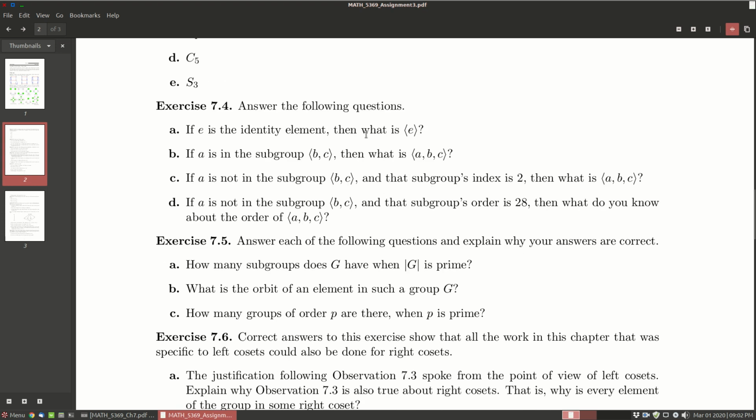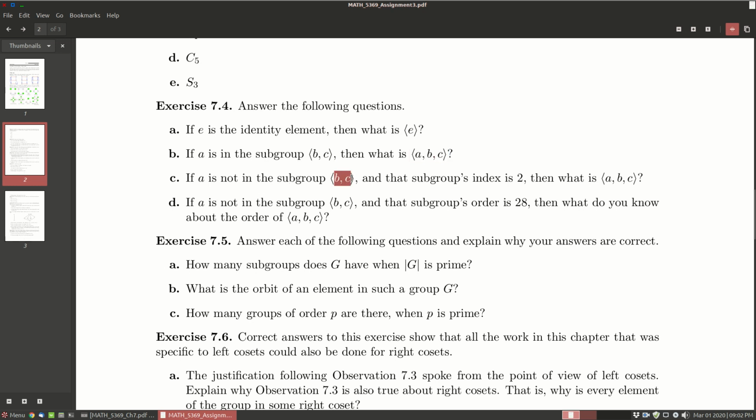7.4. Some of you have asked me about this. What is the orbit of E? What are all the elements I get when I perform E, E squared, E cubed, and so on? Well, I just get E over and over again. Here is a subgroup generated by B and C. Everything that lives inside of this can be built from B and C. So if A lives inside of this, what do I gain by adding A as a generator? A can already be written in terms of B and C. So this is basically like writing B, C, B, C. I haven't gained anything. So this subgroup is exactly equal to this subgroup.